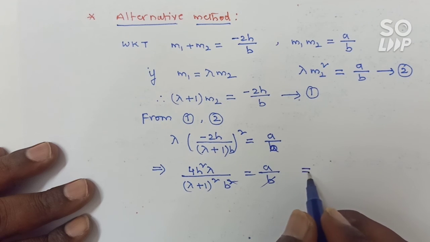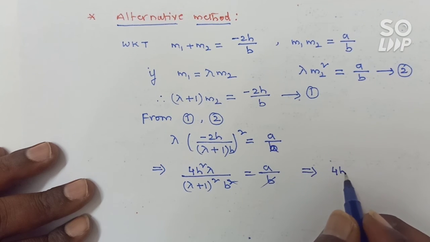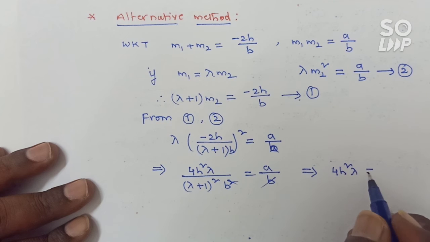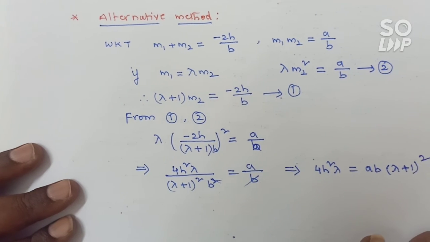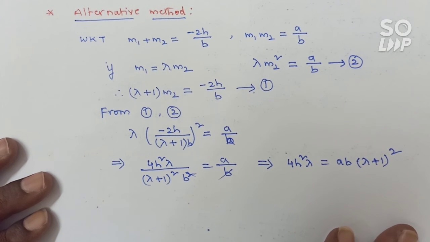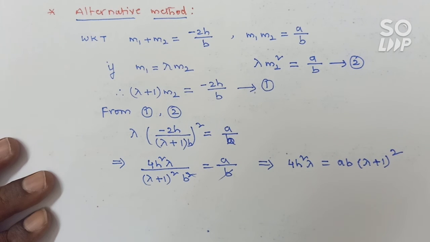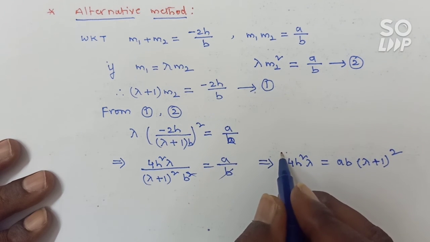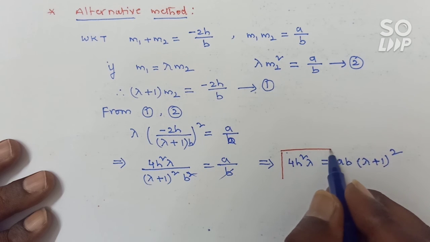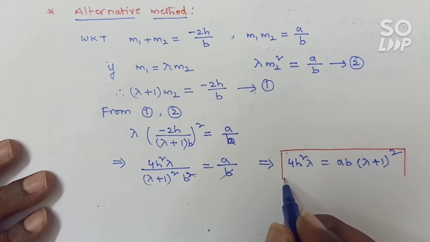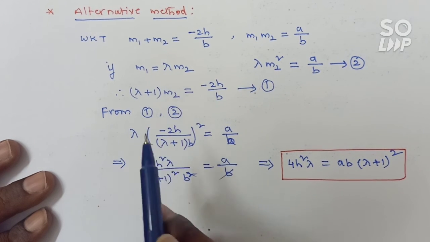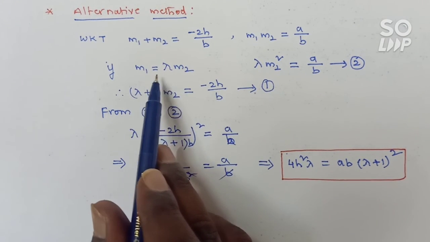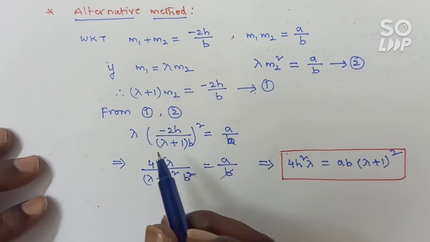Cross multiply this value. 4h square into lambda is equals to a into b into lambda plus 1 whole square. This one is that required result. So this is the alternative method to prove the result. Right? Now here m1 is equals to lambda into m2, that is one slope is lambda times the another slope.